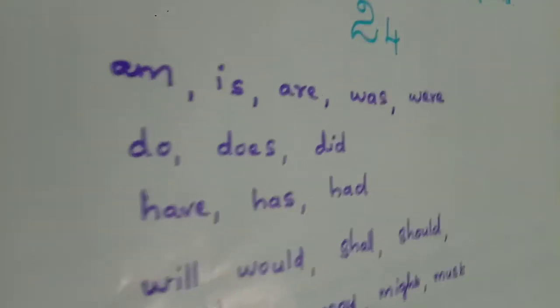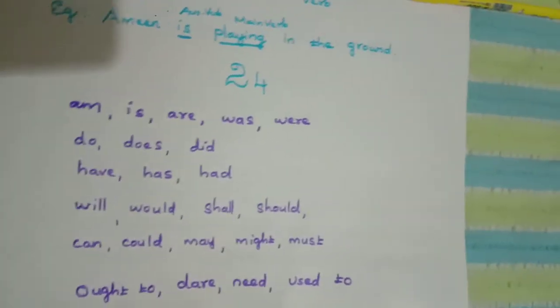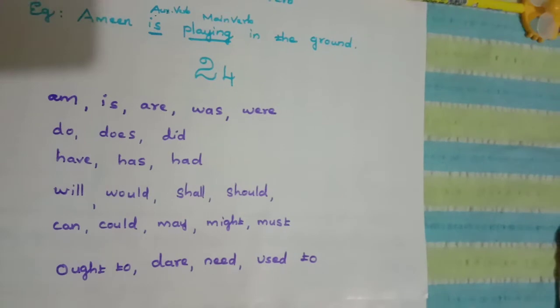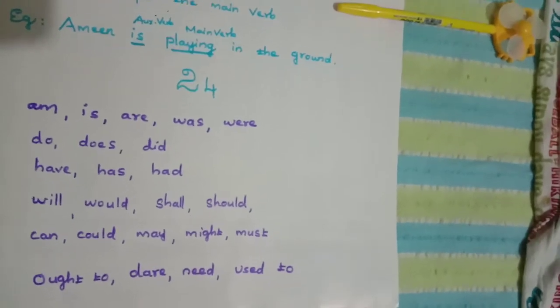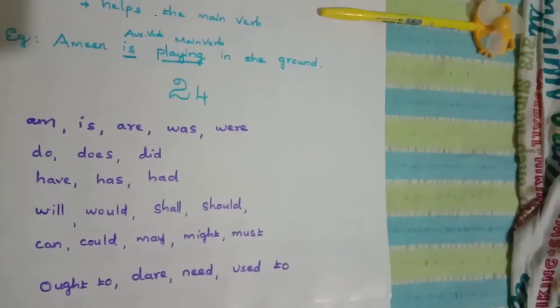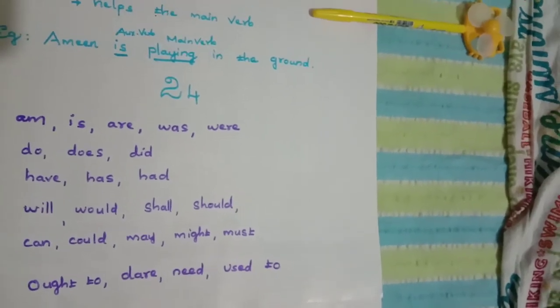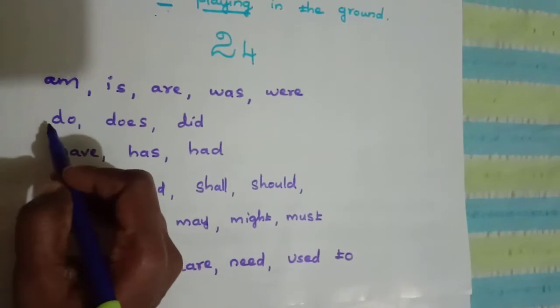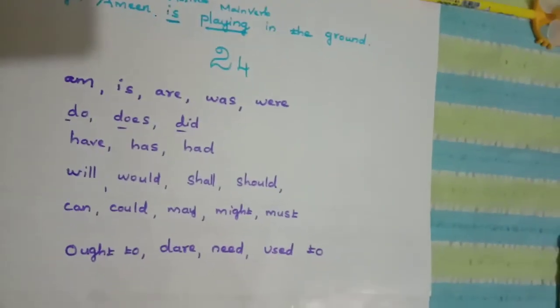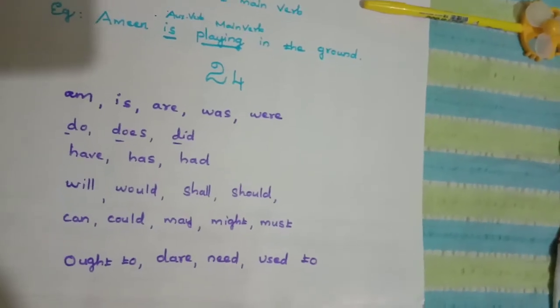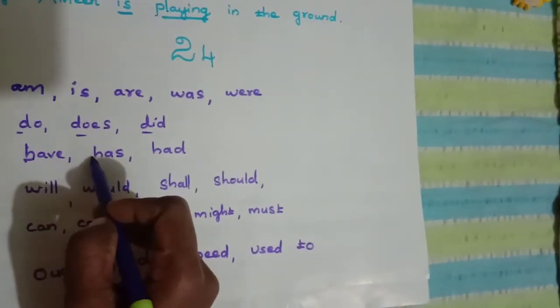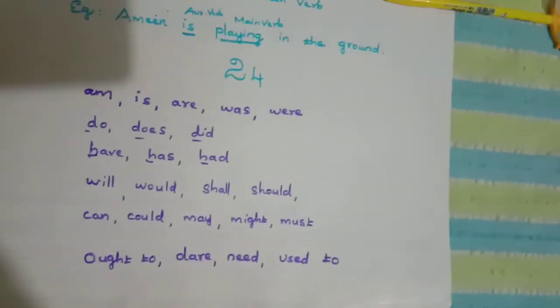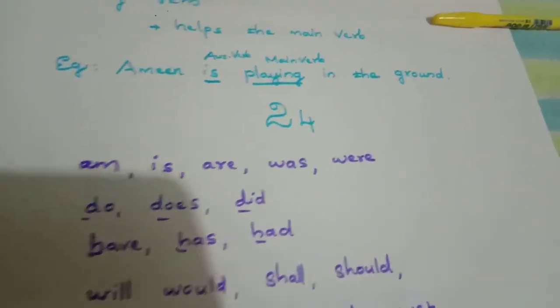So total, how many auxiliary verbs are there? 24. Shall we read one by one? The first ones are am, is, are, was, were. Then the next three begin with d: do, does, did. Then the next one, h sound: have, has, had. Read like this.